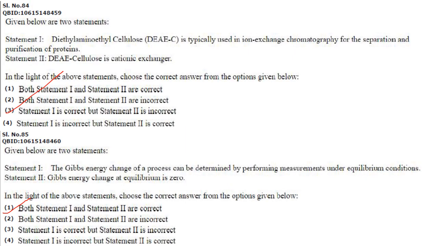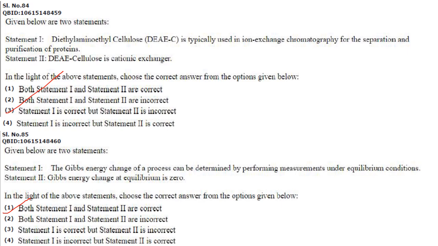Diethylaminoethyl cellulose is typically used in ion exchange chromatography for the separation and purification of proteins. Yes. DEAE cellulose is a cationic exchanger. It is an anionic exchanger, not a cationic exchanger. So statement 1 is correct, but statement 2 is incorrect. So option 3 is the answer.